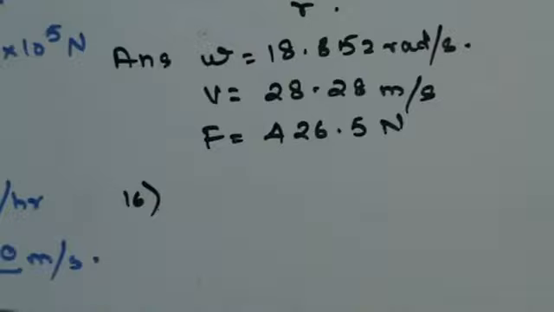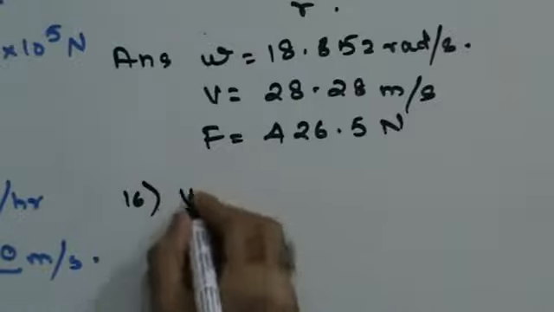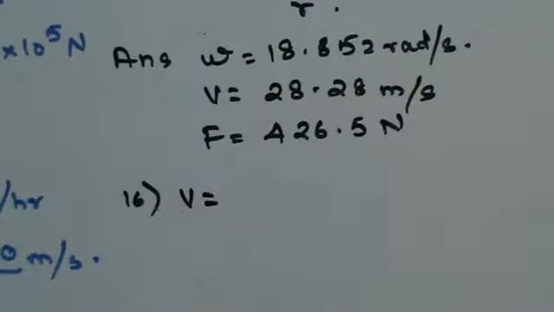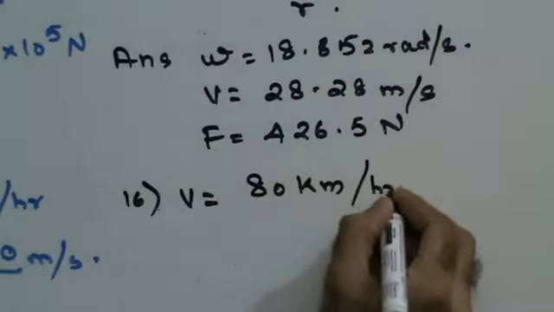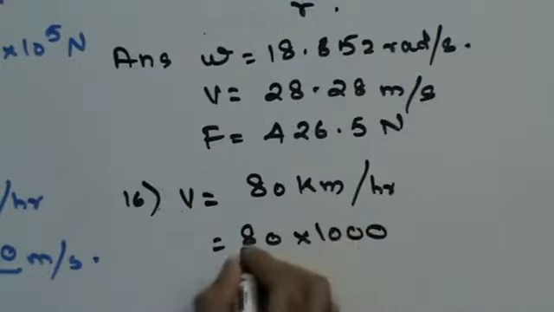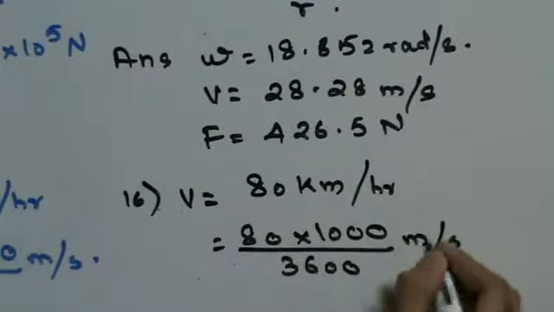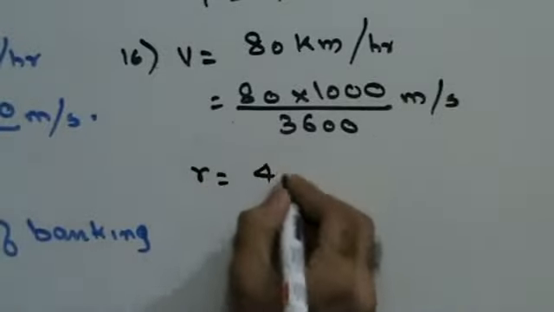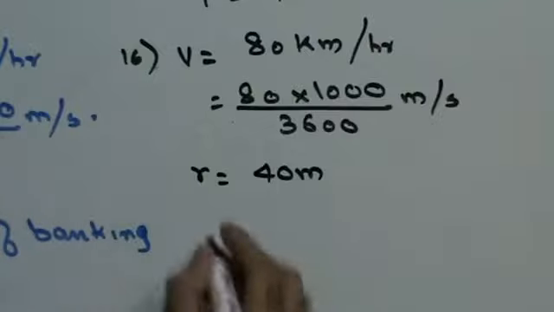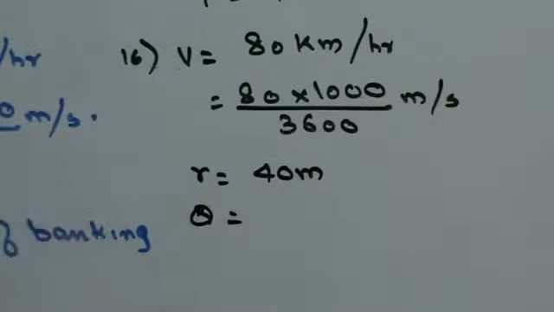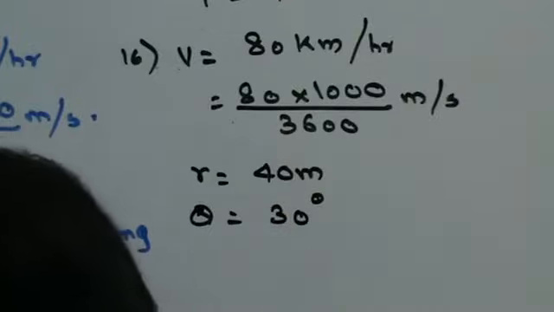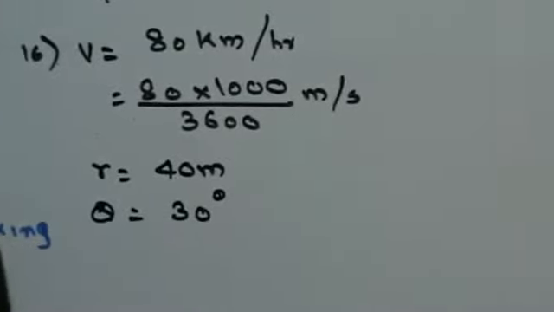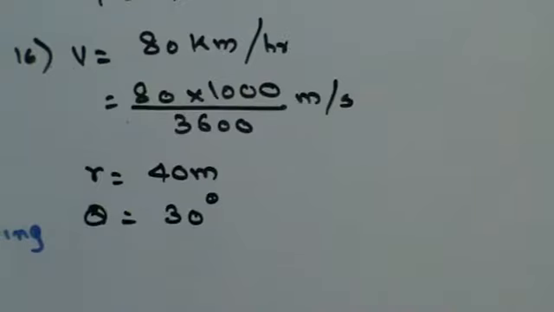Next, a motorcycle is traveling at a speed of 80 kilometers per hour on a road of radius 40 meters, banked at 30 degrees. Is the motorcycle safe?